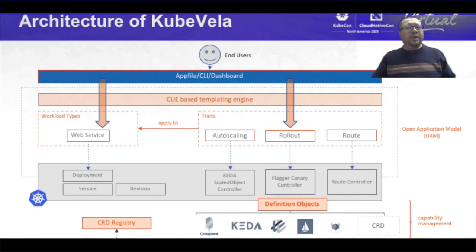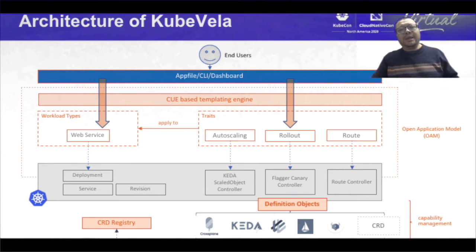Next, let's take a look at the architecture diagram of Kubevilla. Well, if you look at this, you're going to say, well, it looks like that previous nutshell diagram inverted 90 degrees, but here it gives you another perspective. So here we are talking about two levels of abstractions. Let's go from the bottom up.